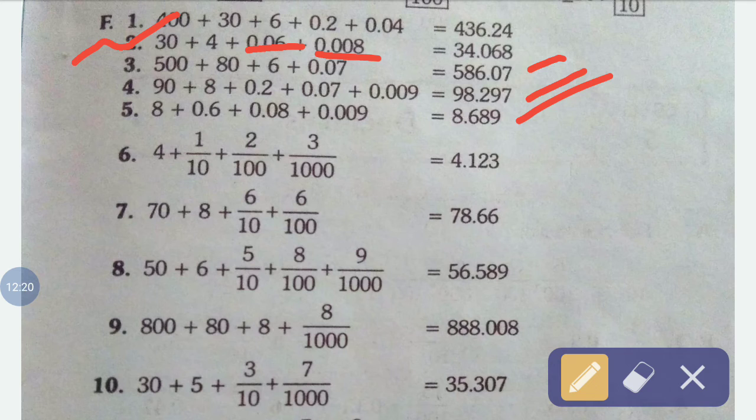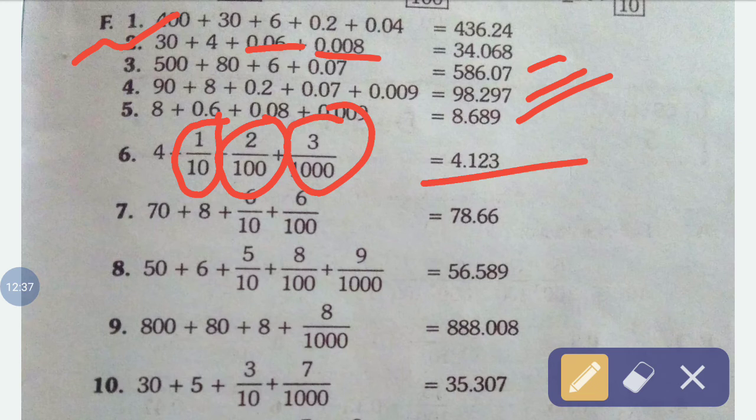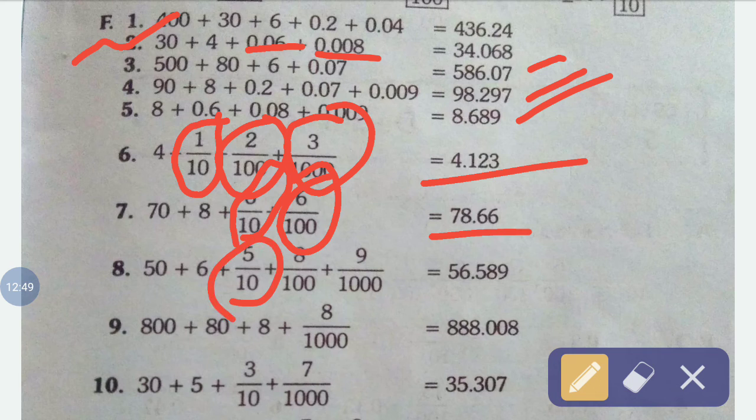Then from the sixth example, it is given in the form of fractions. 4 plus 1 upon 10 plus 2 upon 100 plus 3 upon 1000. So it is in the 10th place, 100th place, 1000th place. So you will be getting the number 4.123. And this will be in the 10th place, this is in the 100th place. So 78.66. 10th, 100th, 1000th. So 56.589.